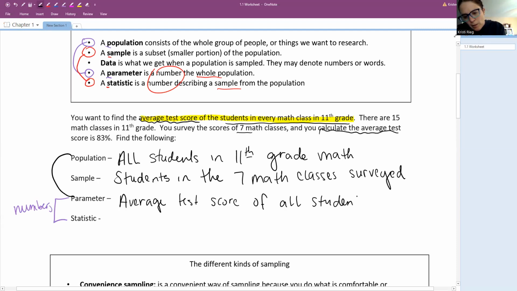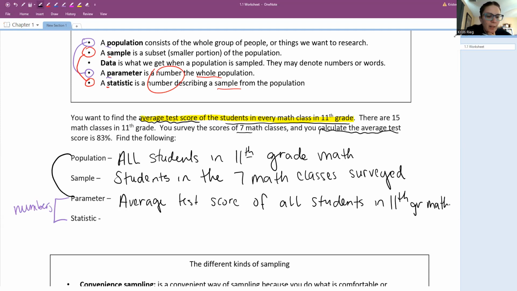All students in 11th, we'll just abbreviate 11th grade math. So it's not the number of students, it's not all the students, it's something that describes those students, and what describes them is their average test score. We don't know what it is, it's not given in here, but in words, it's the average test score.